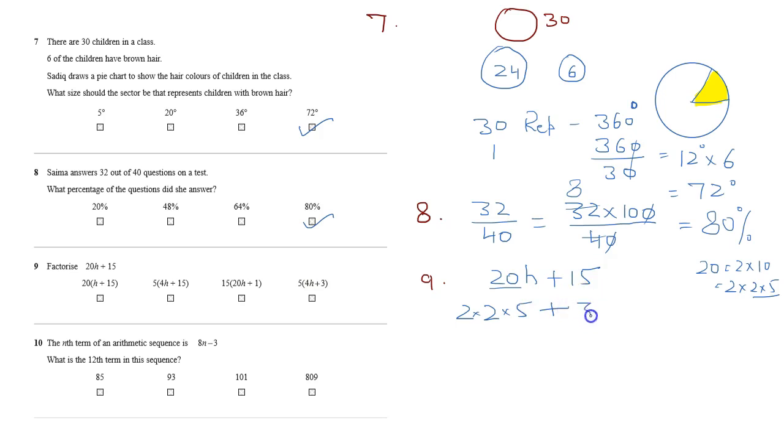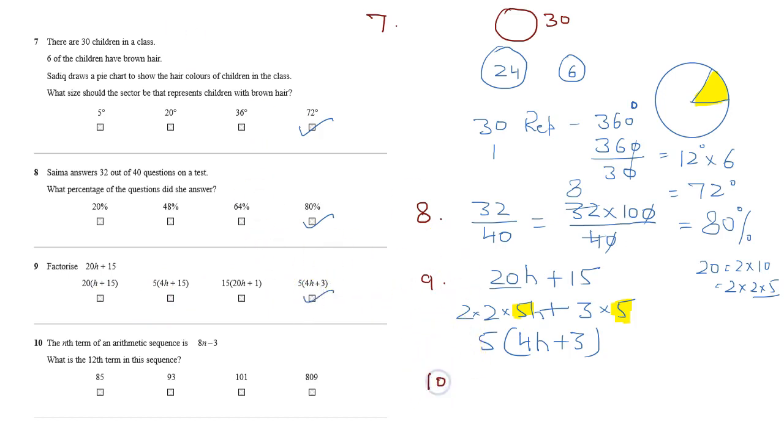plus 15 is, we know 3 multiply 5 is 15. So what is common? In the factorization we take out the common. So 5 is common here. So we are going to write 5. The h was also here. So what remains is 2 multiply 2 is 4, and this h, plus the only thing remaining here is 3. 5 times (4h plus 3). So this is the answer.